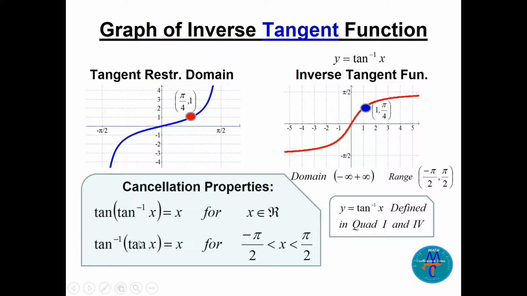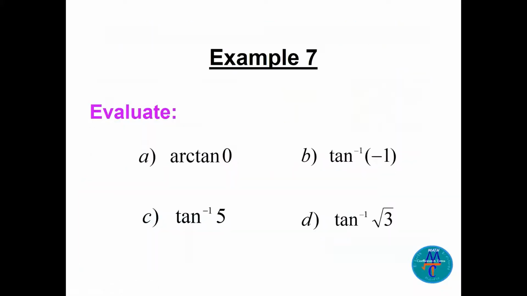Now, tan inverse of tan of x is equal to x only true if x is between open minus pi over 2 to open pi over 2. Now let's see, we have in this example 7, 4 parts, A, B, C, D: arc tan of 0, tan inverse of minus 1, tan inverse of 5, tan inverse of square root of 3.